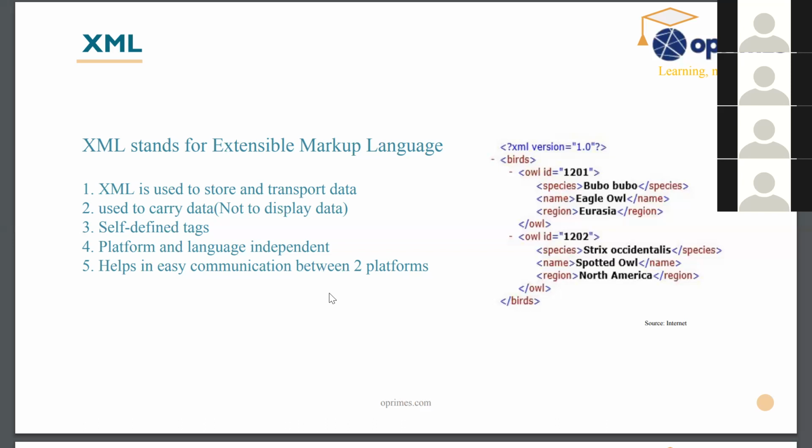Similar to JSON, we have something like XML. Both XML and JSON are used for storing and transferring data, but they each have their own way of transferring. XML means extensible markup language. The word extensible means you can create your own tags. You might have seen this in HTML. Let me show you here.